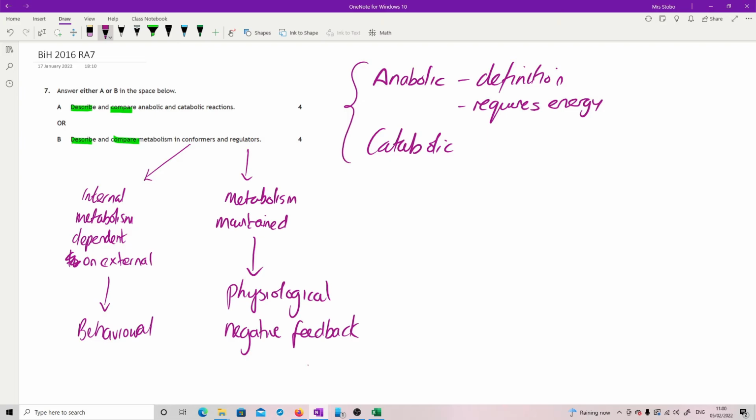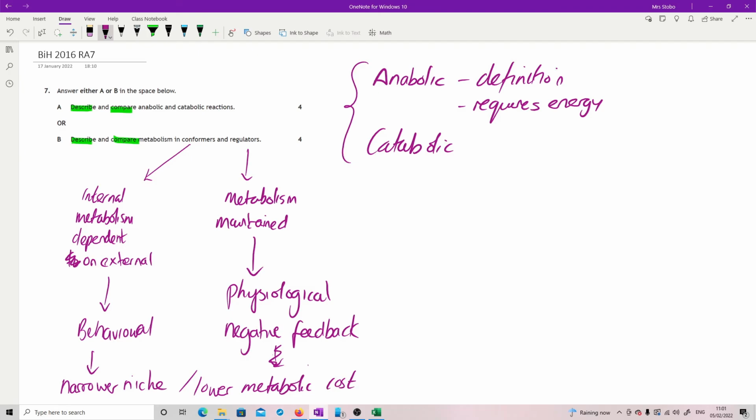The other 2 that were potentially there in the mark scheme were about niche. Okay, that in conformers you have a narrower niche and in the regulators a broader ecological range, but that would have been like 1 mark. And the second one they have is cost. So the conformers have a narrower niche and a lower metabolic cost. Vice versa for the regulators.